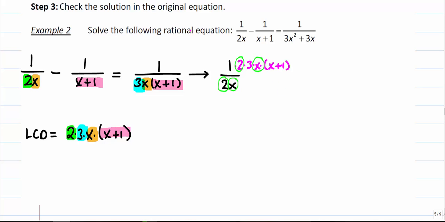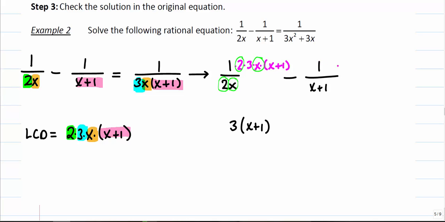So what I get when I simplify this first part is just 3, really 1 times 3 times x plus 1. I'm not going to write the 1, because that's not going to change anything, because 1 times 3 is still 3. And then we have minus x plus 1 with another 1 on top.